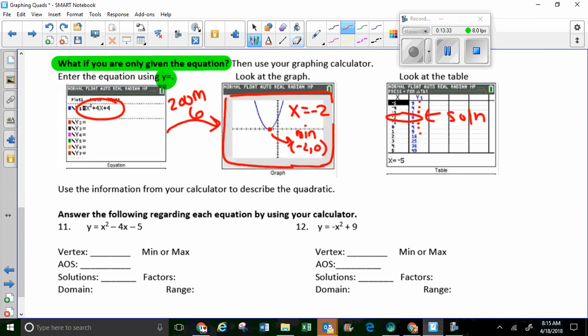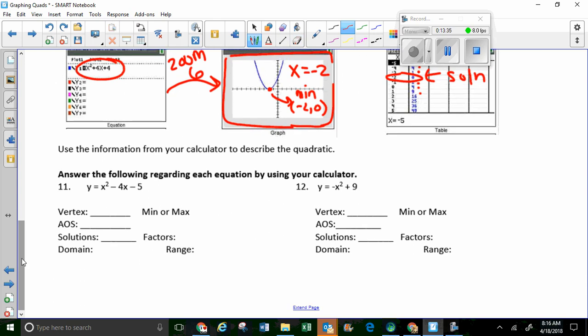So what we want you to try here is to answer 11 and 12. You're going to find the vertex, whether it's a max or min, the axis of symmetry, solutions, factors, domain, range. So kind of putting it all together on these last 2 problems, okay? You need to come in ready to know this stuff because when you come in the next class, we're going to be starting transformations, which means we're going to take our basic parabolas and our lines and be moving them around. So we need to be clear on all of this.